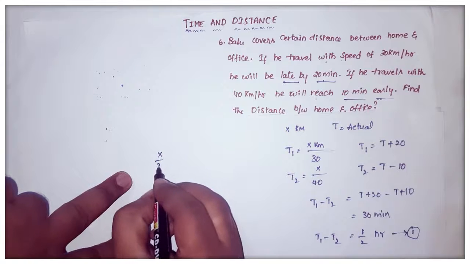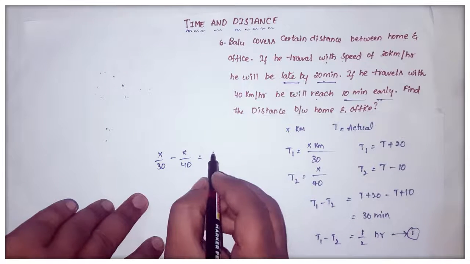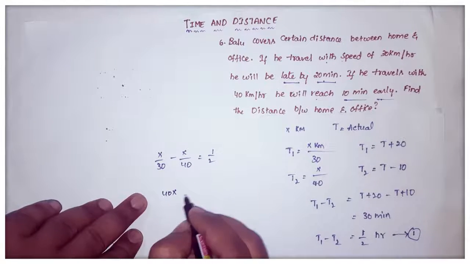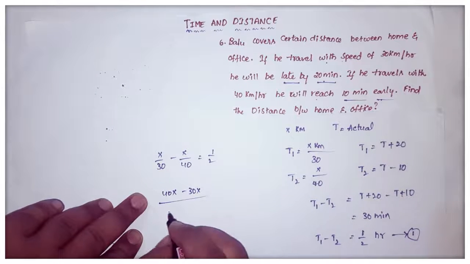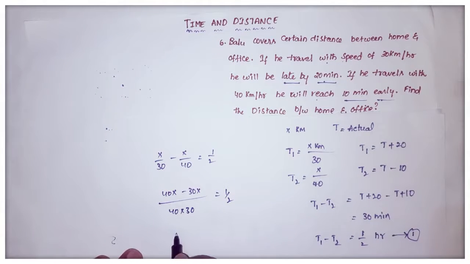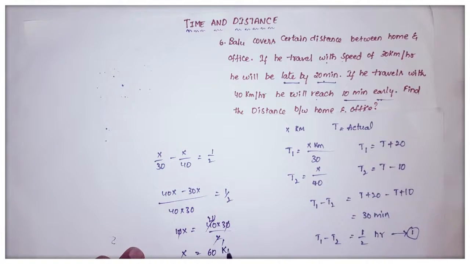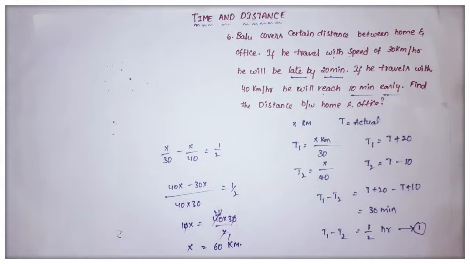So x by 30 minus x by 40 is equal to half an hour. So (40x minus 30x) by (40 into 30) is half an hour. So 10x is 40 into 30 by 2. So x is nothing but 60 kilometer. The answer is 60 kilometer. The distance between his home and office is 60 kilometer.